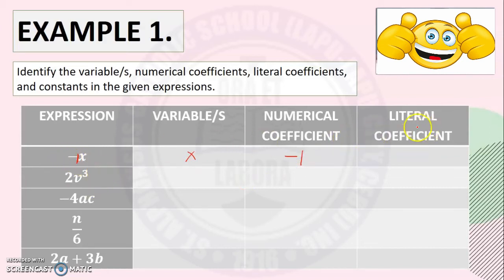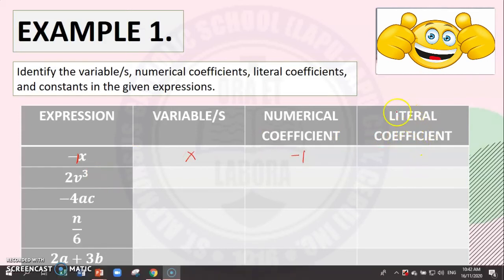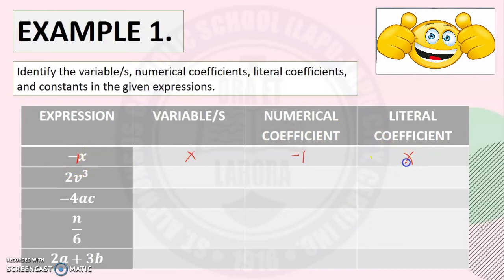Next is the literal coefficient. Literal coefficient is just the literal factor of the term. And as you can see, we have x. Now, let's have number 2. We have 2v cubed. The variable used in number 2 is v.